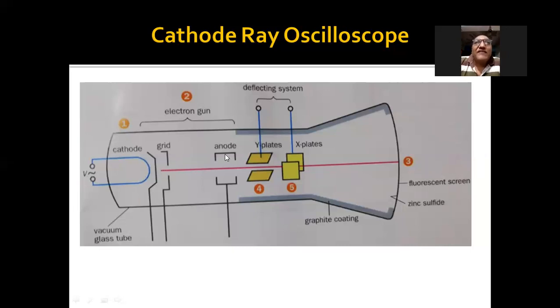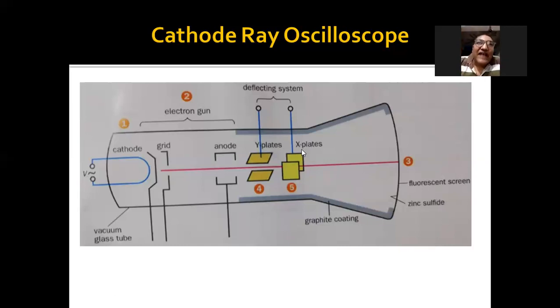And we have the anode, which is positive at very high voltage. It attracts those negative electrons, and the electrons are accelerated. And we have these Y plates. These Y plates are responsible for moving that beam of electrons in a vertical manner. They control the movement of the beam of electrons in the up or down manner.